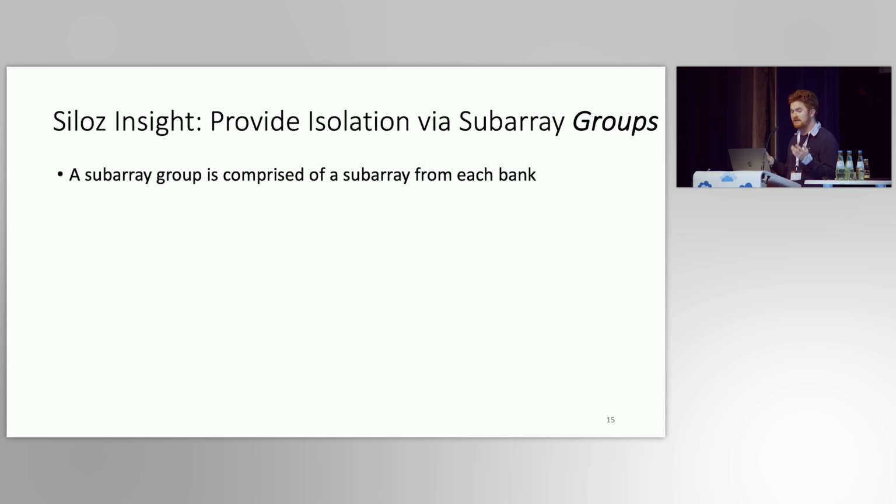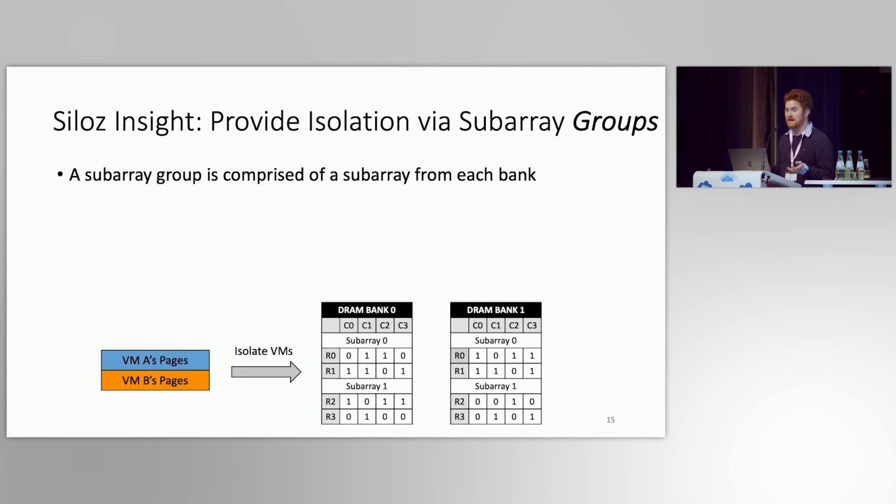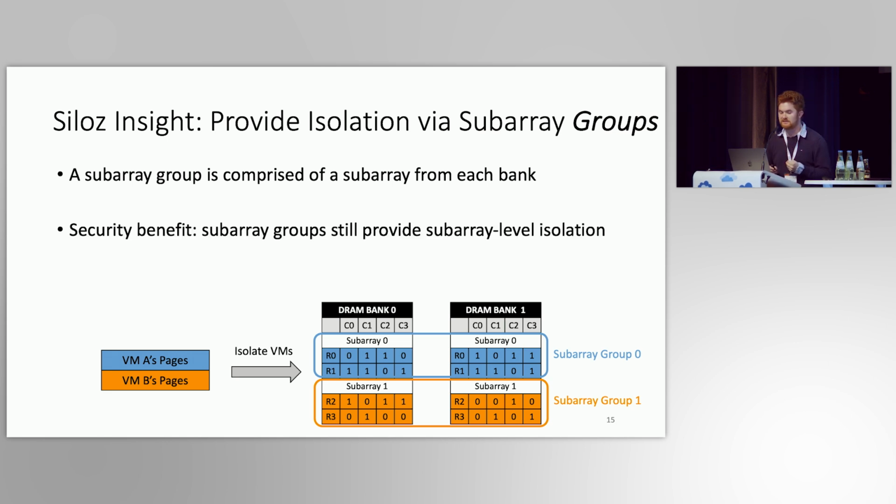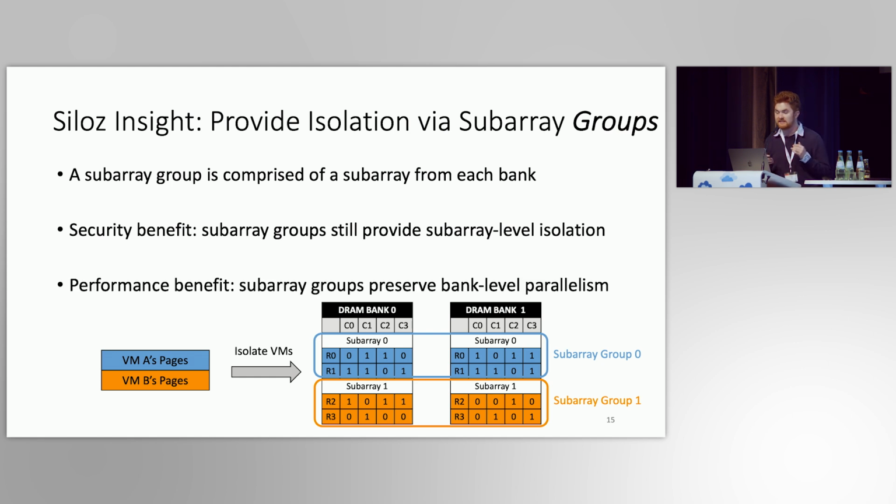A subarray group in particular is composed of a subarray from each bank. So if we take these VMs and we isolate them according to this principle, the 0th subarray group takes the 0th subarray from each bank, the first subarray group takes the first subarray from each bank, and so on and so forth. So now we've combined two really nice properties. First is that each tenant here has subarray-level isolation. No two tenants are co-located on the same subarrays. Second, from a performance standpoint, each tenant can still use every bank in the system, so they can exploit full bank-level parallelism and maximize their DRAM bandwidth.